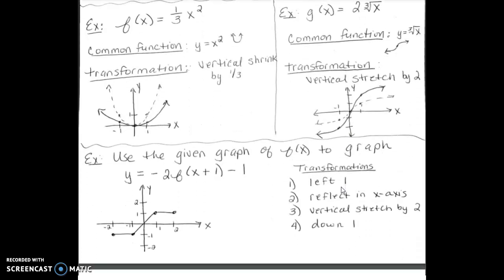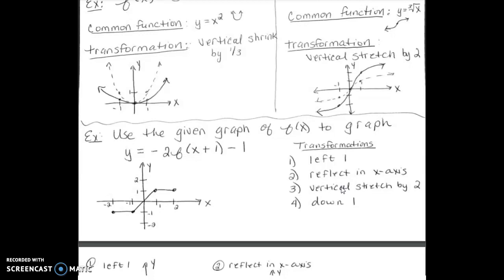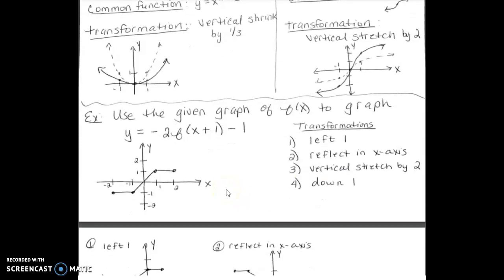So now we're going to look at combining the transformations together when you have several of them at once. Use the given graph of f of x to graph the new function y equals negative 2 times f of x plus 1 minus 1. So we're going to use this given graph of f. So this is f of x.